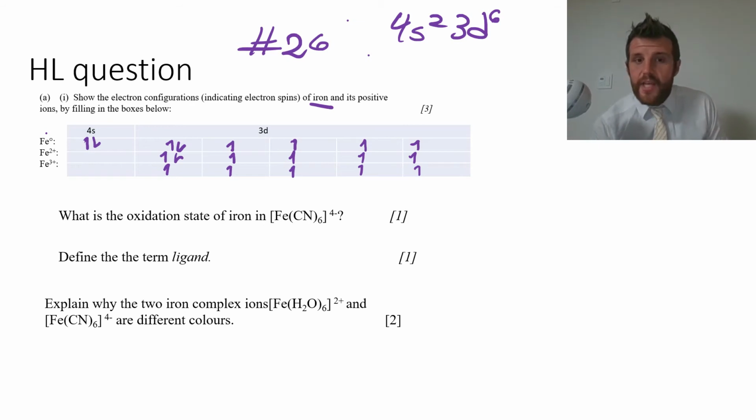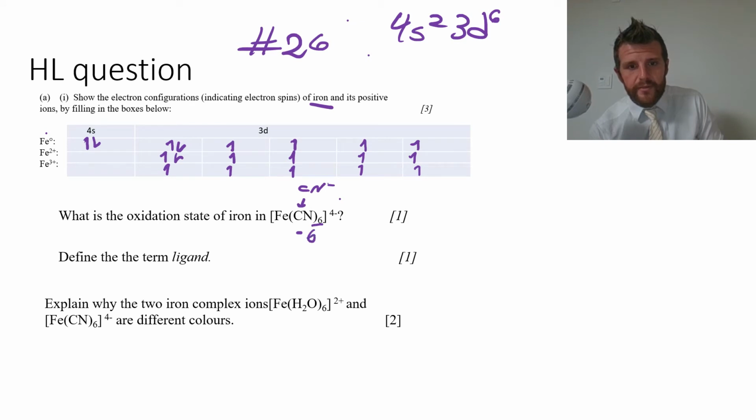What is the oxidation state of iron in this complex? So we need to remember that CN is a -1 charge, and if there's 6 of them, that means in total there's 6 minuses. So Fe is equal to something minus 6 equals -4, and I'm just getting that from the charge. So in other words, Fe is +2.